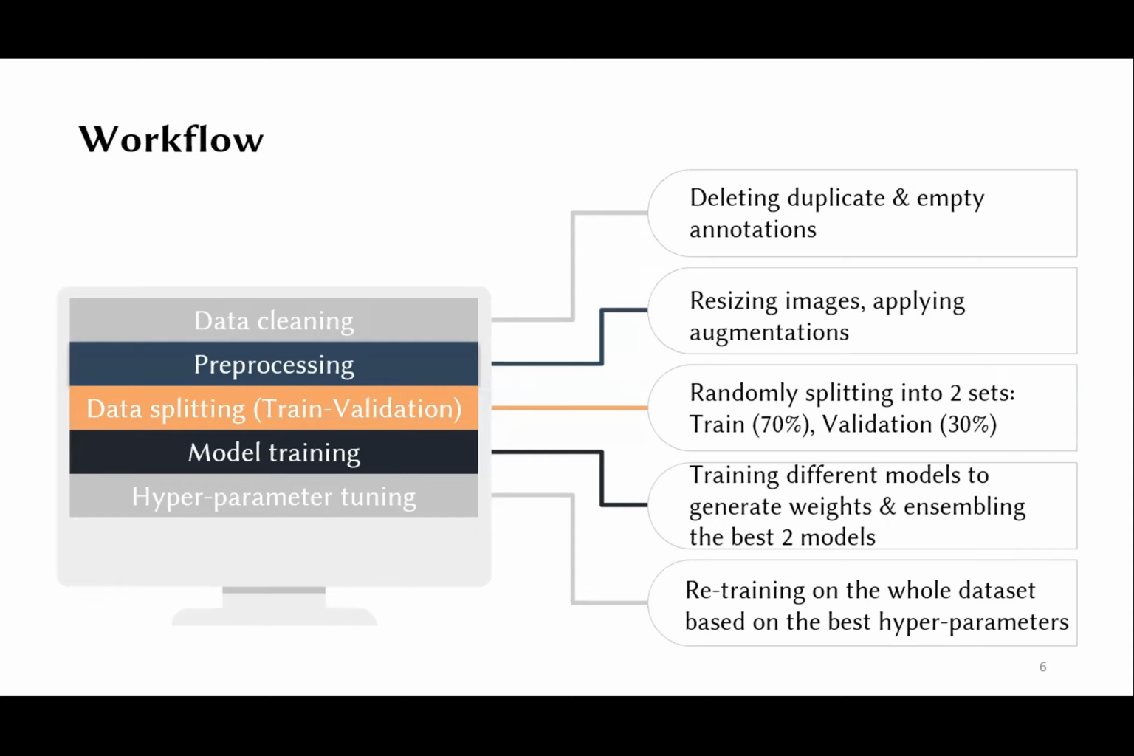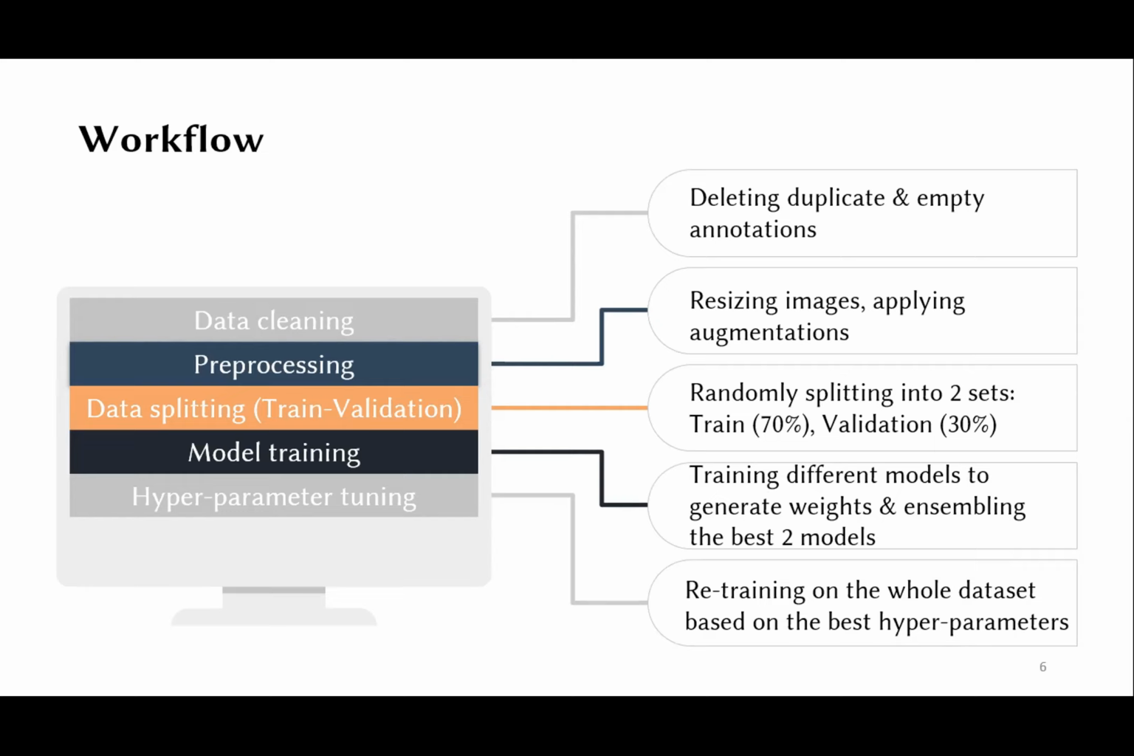The workflow: at first we deleted duplicate and empty annotations. There were some annotations in the dataset that were empty or in a different format. We deleted those, and after that we did our pre-processing steps. We resized the images because there were different resolutions of images, and those could take a huge amount of training time and would obviously not be efficient. So we resized the images and applied different kinds of augmentation. And then we split the data into training and validation sets. The training set initially had about 70% of the images, and 30% was in the validation set. And then we did our model training.